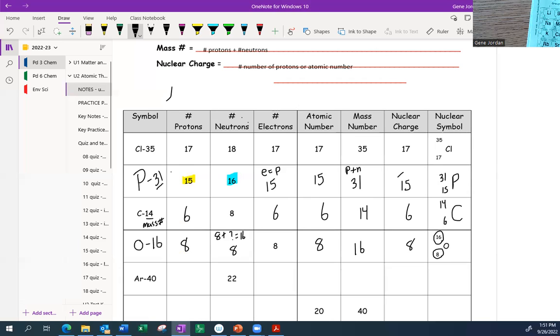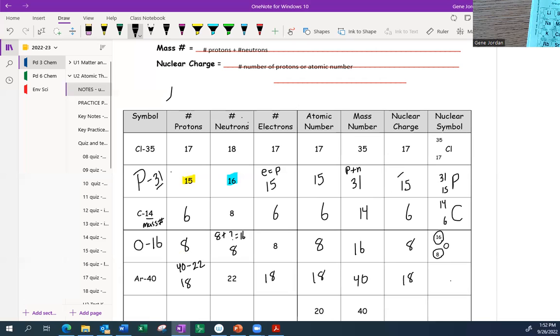Let's keep trying these. I'll do the last one relatively quickly. This is argon. The number of neutrons we're told is 22. So to find the number of protons, I take its mass number, which we know is 40, minus 22, and we get 18. How about the number of electrons? Well, the number of electrons equals the number of protons if there's no charge to it. Atomic number, same thing as its number of protons. Mass number, you add them up, which is 40. Nuclear charge, number of protons, which is 18.